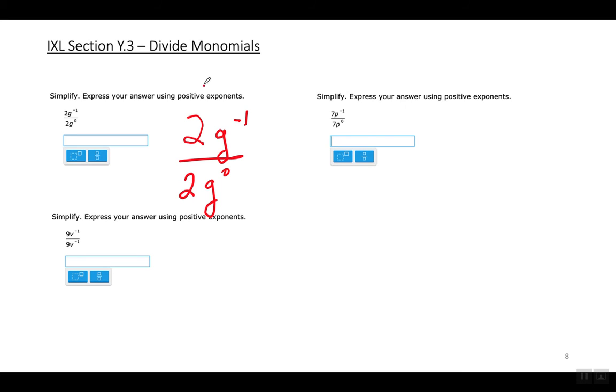All right, first of all, the 2's cancel out, okay? Now look, I said you subtract the exponents. What's negative 1 minus 0? Negative 1. But you can't have a negative exponent in your answer. You can only use positive exponents in your answer.